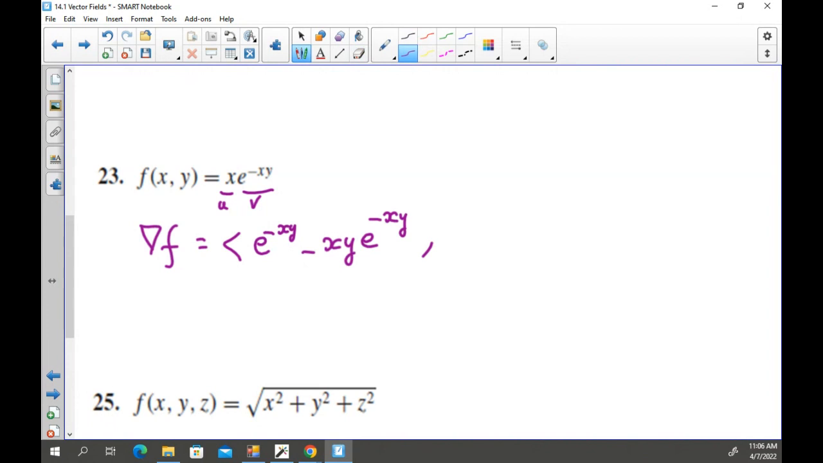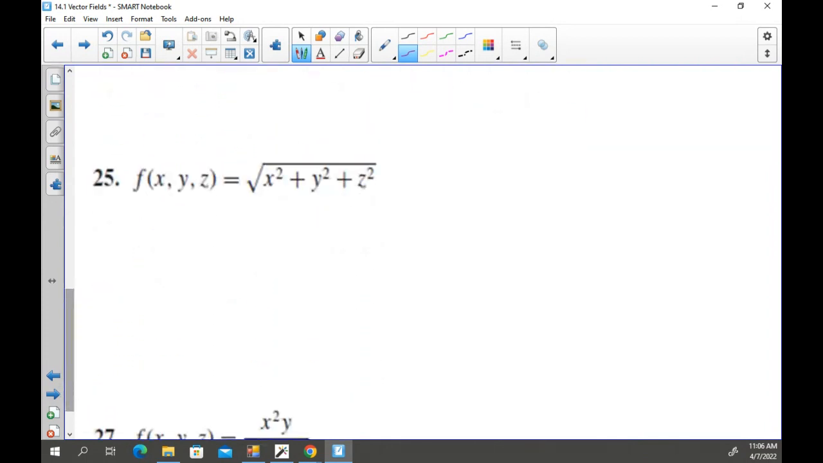And then with respect to y, there is no need to use the product rule. It's just x, which is a constant. And then the derivative of the second one with respect to y will give you a minus x. So it's going to give us minus x squared e minus xy. That is basically the gradient of here.